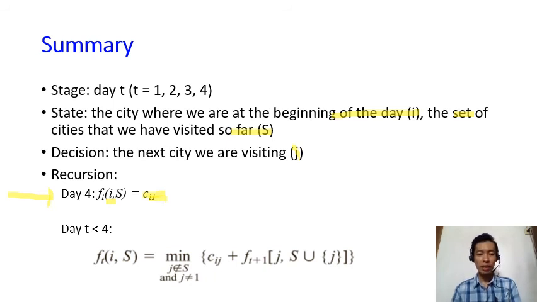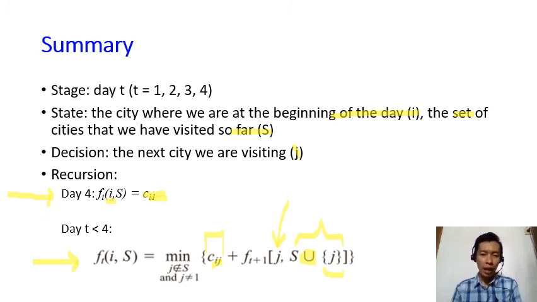However, if t is less than 4, this is the recursion. f_t(i, S) means that we go from city i to city j. We get the distance c_ij plus f_{t+1}, because we go from i to j, we will wake up at city j in the next day, or in the day t plus 1. Plus we will update our set of cities that we have visited so far by adding city j. Because S is a set, the correct notation to say that we're going to add an element to a set is using this symbol of union. So we are going to add the element j into the set S.